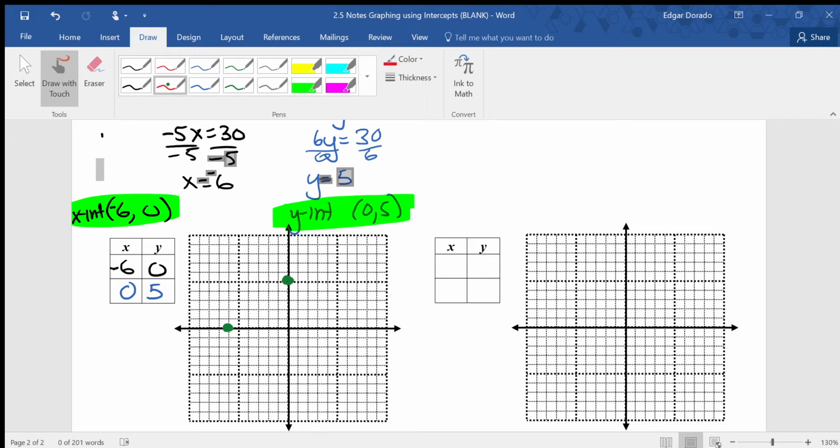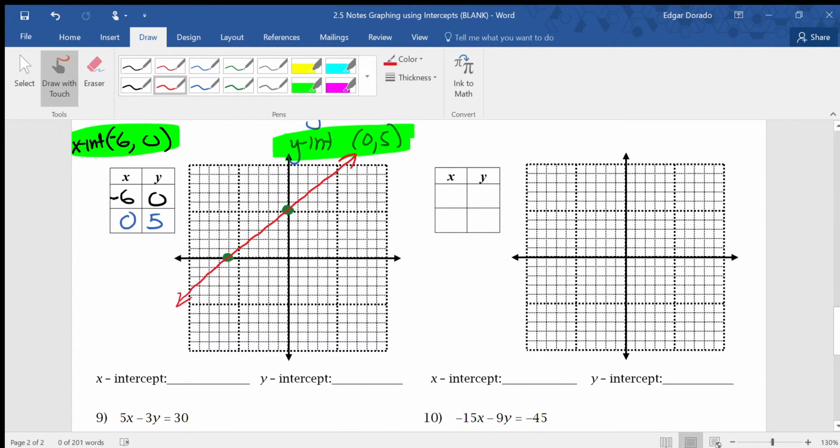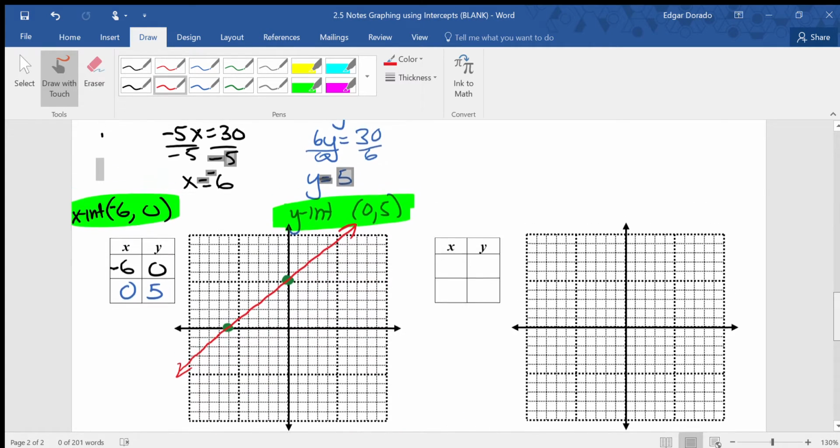Okay, so from there, just make sure you grab a straight edge. I unfortunately don't have one with me, so I'll try my best. But if you have one, go ahead and use it. So that's actually not as bad as I thought it would be, but it seems to work. Okay, so once again, just under here, if you want to rewrite them, we have our x-intercept, which is negative 6, 0, and 0, 5 for your y-intercept.